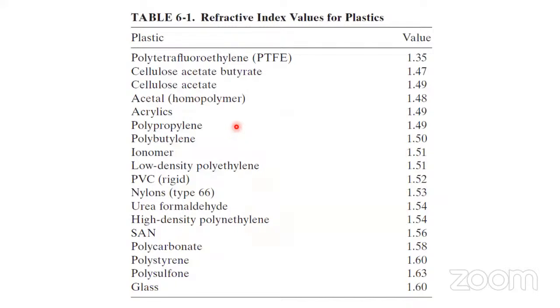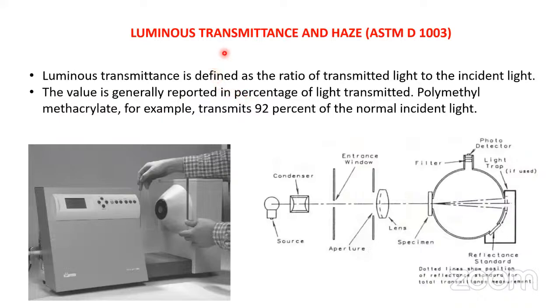Okay, so this is nothing but the refractive index of specific polymers that have been presented here. The values of refractive index for various plastic materials. Then this is nothing but the luminous transmittance and haze calculation.